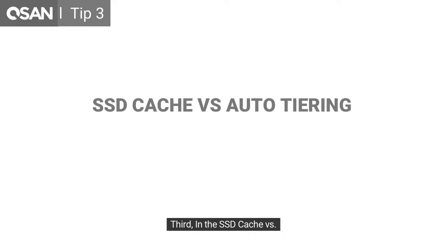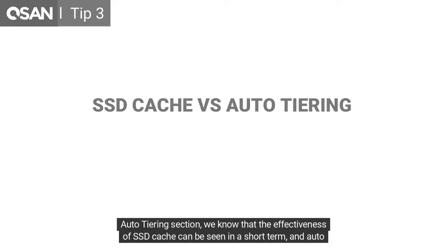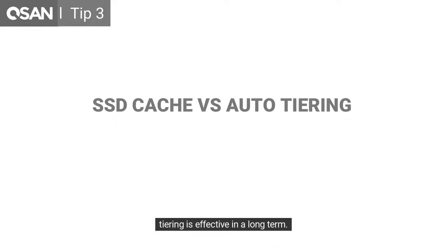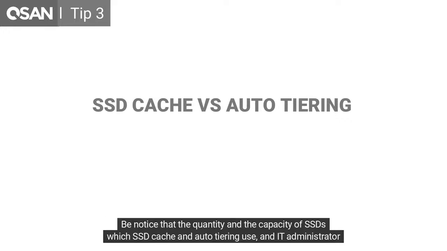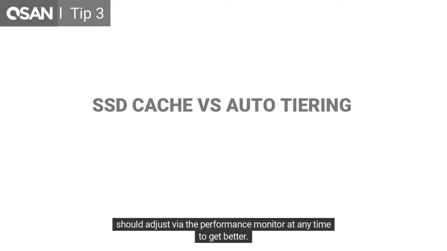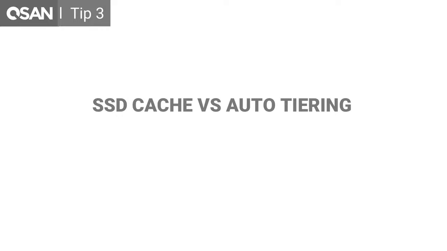Third, in the SSD cache vs. auto tiering section, we know that the effectiveness of SSD cache can be seen in the short term, and auto tiering is effective in the long term. Both functions can be used at the same time and achieve complementary effects. Be noticed that for the quantity and the capacity of SSD which SSD cache and auto tiering use, an IT administrator should adjust via the performance monitor at any time to get better results.